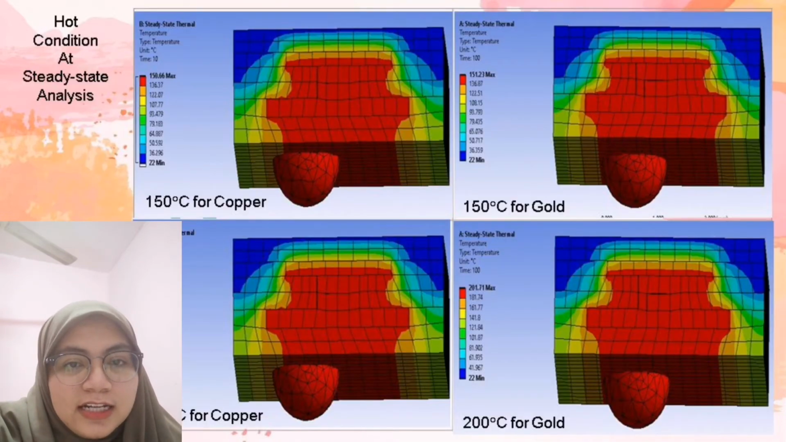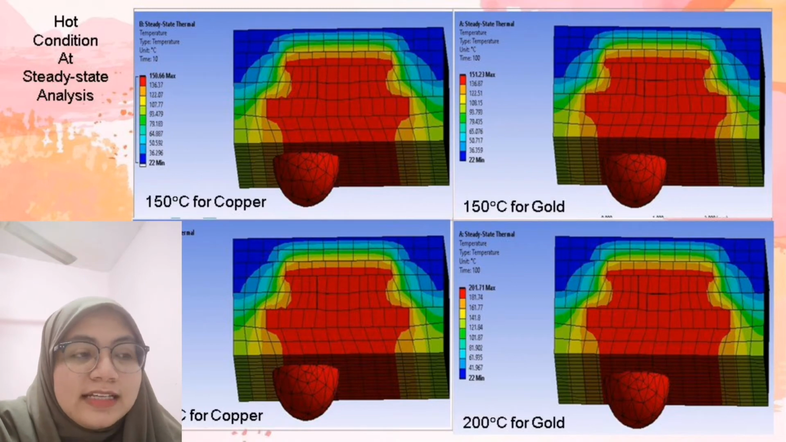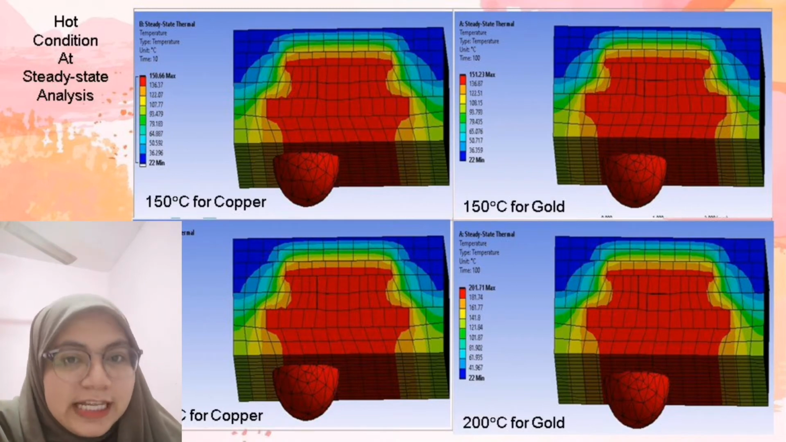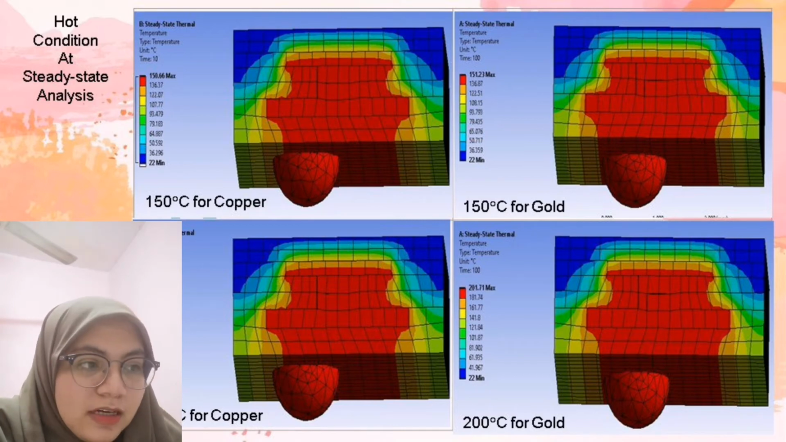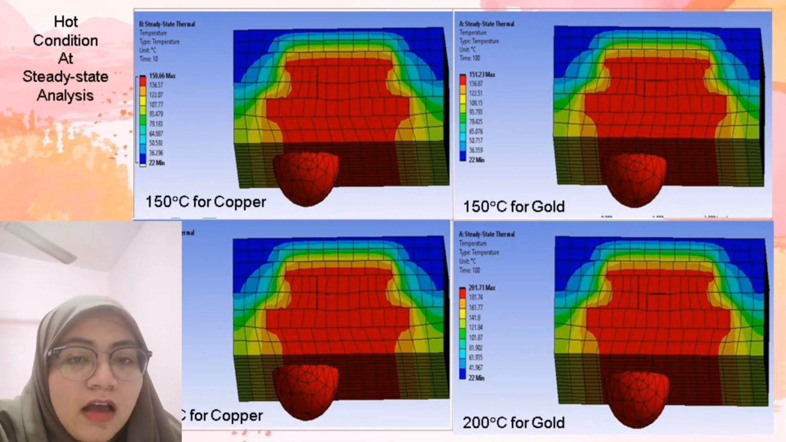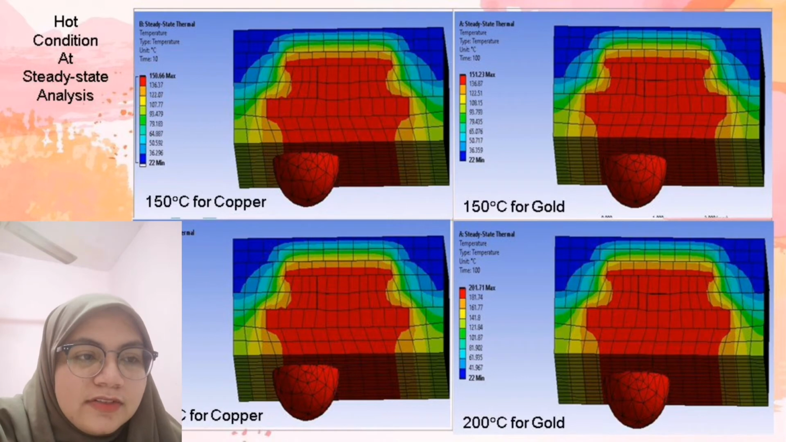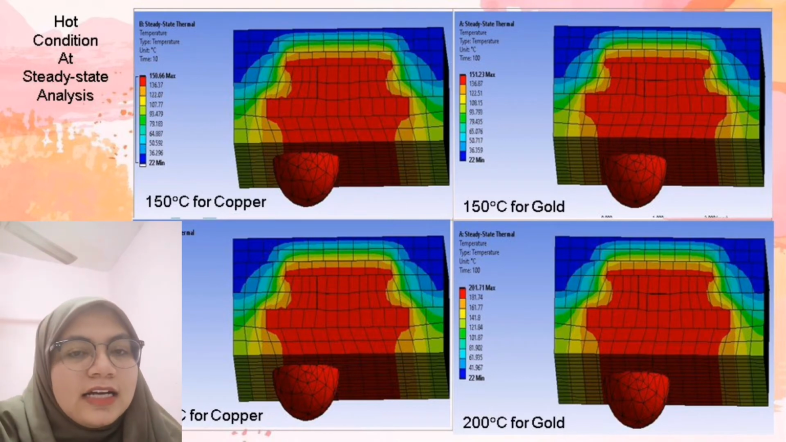The last condition is the hot condition, and we can see that there are two temperatures applied, which are 150 degrees Celsius and 200 degrees Celsius. Based on the result obtained, we can see the copper only has a lower temperature rise, which is 0.66 for the copper at 150 degrees Celsius applied, while the gold itself increased almost 1.23 degrees Celsius for the 150 degrees applied.